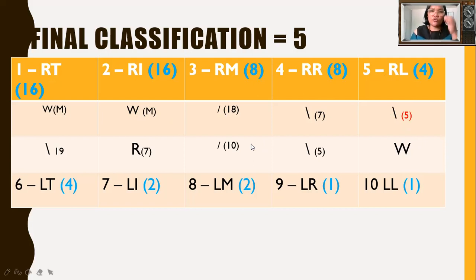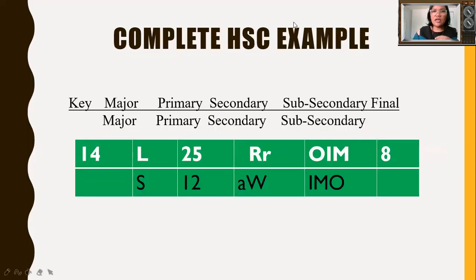That is the reason why we have to do ridge counting of loops, because it is utilized for us to determine the Henry system classification of your fingers. So that concludes the Henry system. Previously, we started with primary, then secondary, then subsecondary, then major, key, and final classification. So how does the Henry system classification look like in the end?